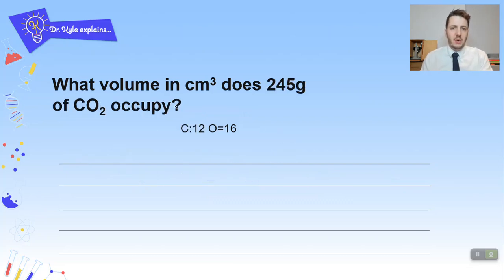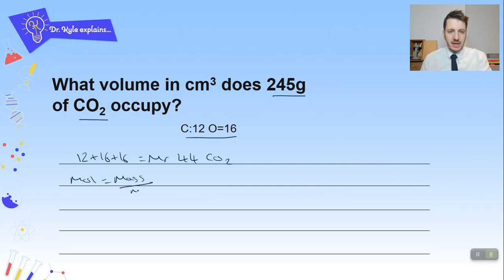Okay, next one then. What volume in centimeters cubed does 245 grams of CO2 occupy? Okay, so now we've got grams, and we've got our carbon dioxide there, and we've got our MRs. So what's the first thing we can work out? Well, if I do 12 plus 16 plus 16, that's going to give me an MR of 44 for CO2. And now I know moles equals mass divided by MR. So I'm going to do 245 divided by 44.